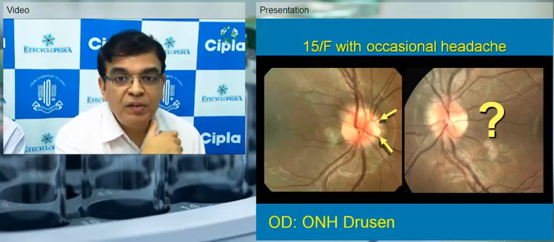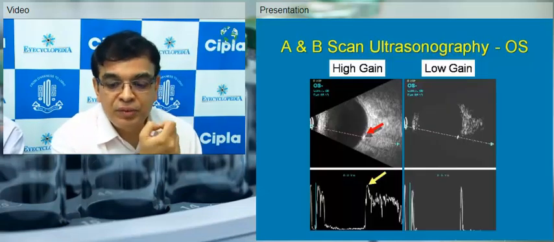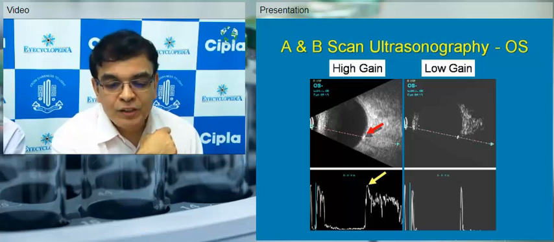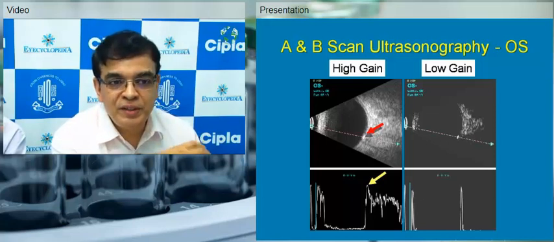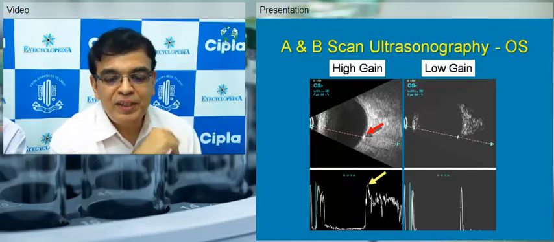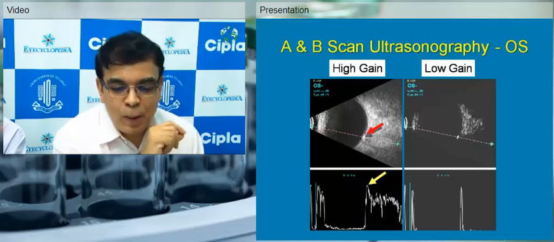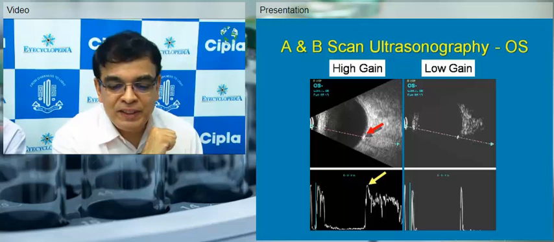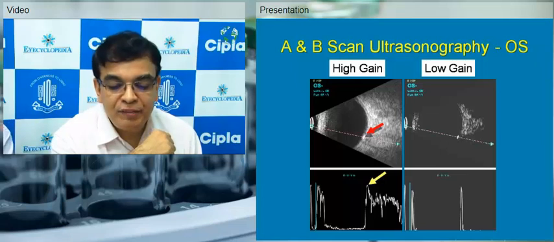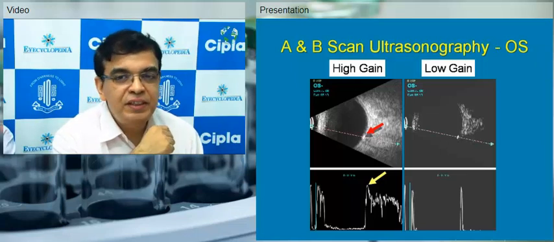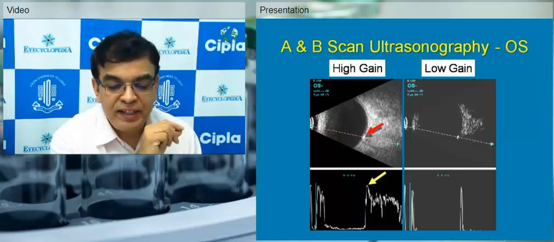So how do we make a diagnosis of drusen if you're going to search for it? One simple way of checking drusen is you can take the patient straight from your consultation room to the ultrasound. You have a B scan and you put the patient on the B scan, and what do you see? You see the red arrow there that shows a little calcific speck with a very high reflectivity, very suggestive of an optic nerve head drusen. It's right on the optic nerve head.